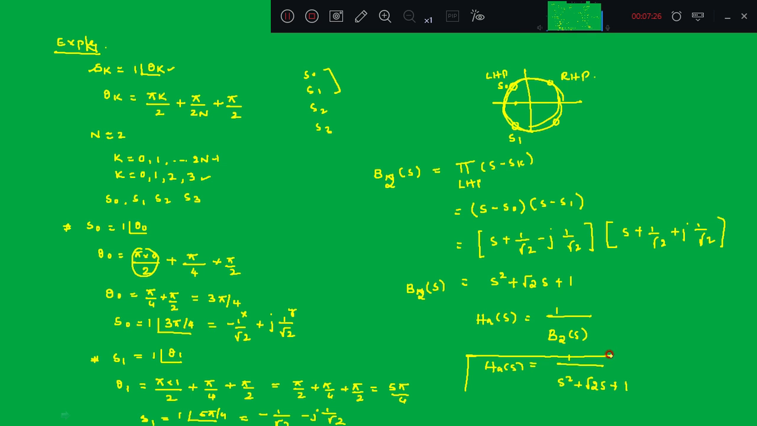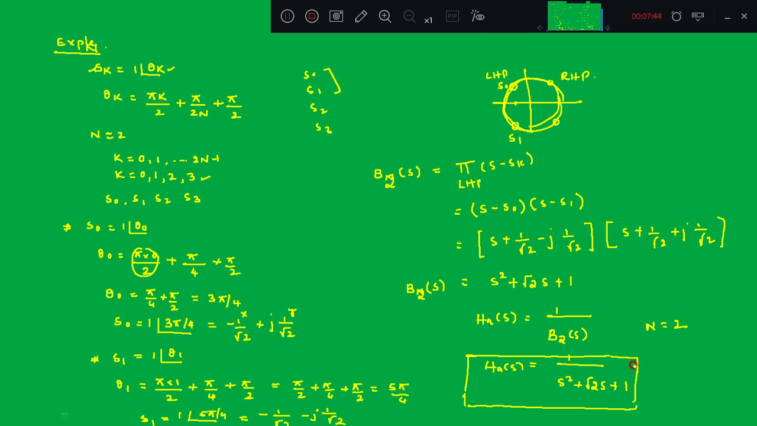So this is the normalized Butterworth transfer function for n is equal to 2, right? So this is the analog filter, the Butterworth low pass analog filter.